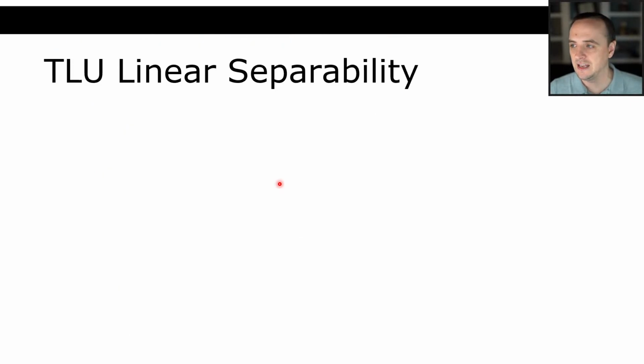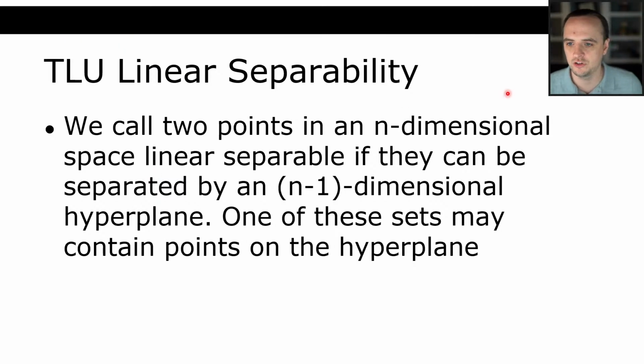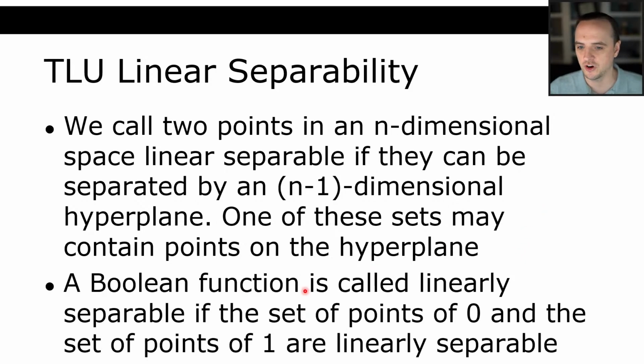So, linear separability. What is linear separability? Well, it's exactly what we've been talking about. Can we draw a straight line that separates perfectly 2 things? So we call 2 sets of points in an n-dimensional space linearly separable if they can be separated by an n-1 dimensional hyperplane. One of these sets may contain points on the hyperplane. And so a Boolean function is called linearly separable if the sets of points of 0 and the sets of points of 1 are linearly separable, right?